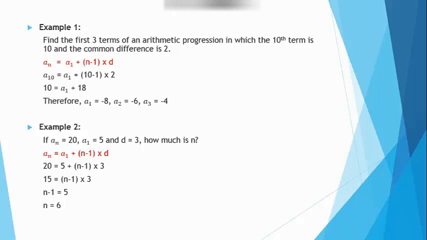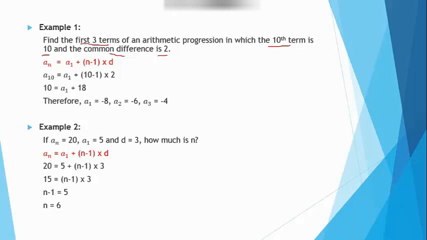Example 1. Find the first three terms of an arithmetic progression in which the 10th term is 10 and the common difference is 2. The general formula for the nth term of an arithmetic progression is an equals a1 plus (n take away 1) times d. Let me underline the important keywords. We need to find the first three terms, and the 10th term is 10 and the common difference is 2. So a10 equals 10 and d equals 2.